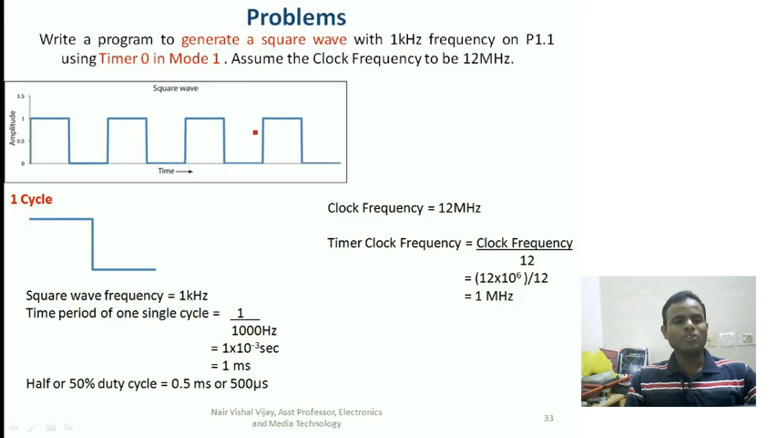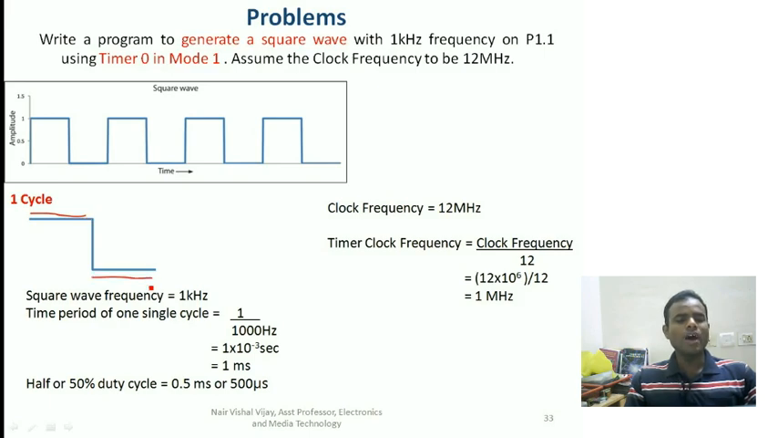So what we need to understand here is one cycle of a square wave. How does it look? It has a high pulse and it has a low pulse. It has a high value, then it has a low value, and this thing gets repeated again, high, low, like that.